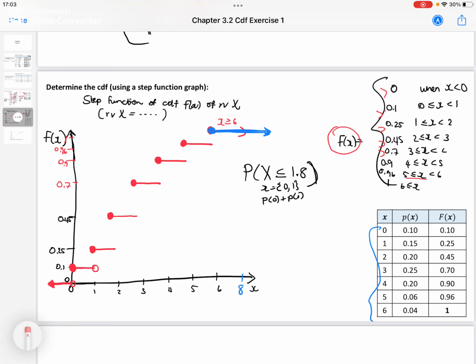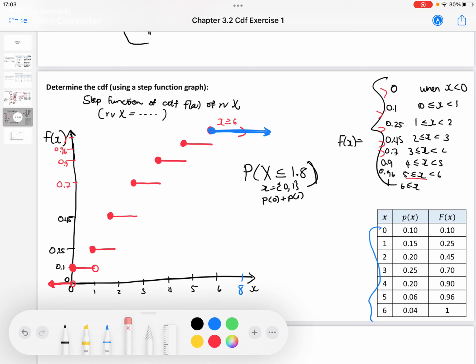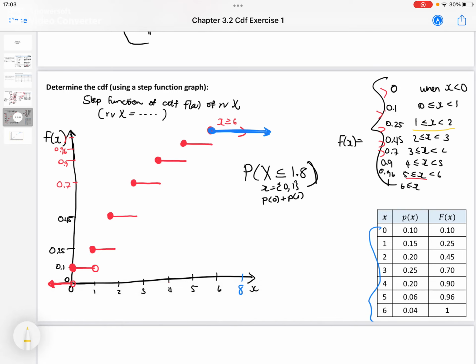So if you look carefully, 1.8 is in this interval here, right? Okay, so any x that's between 1 and 2, including 1 but excluding 2, will have the F(x) value for that particular possible value at 0.25. So the probability that x is less than or equal to 1.8 is equal to 0.25 using the formula.